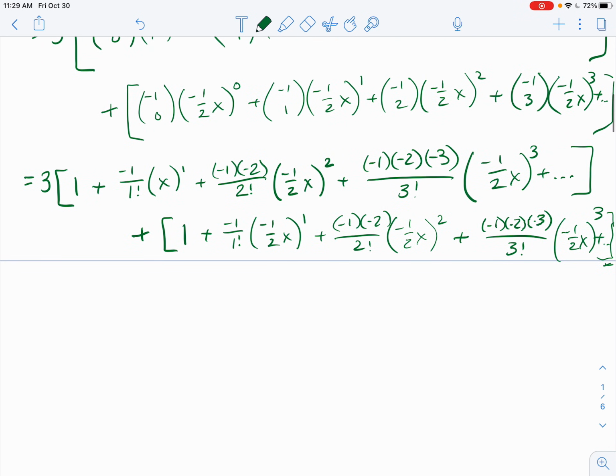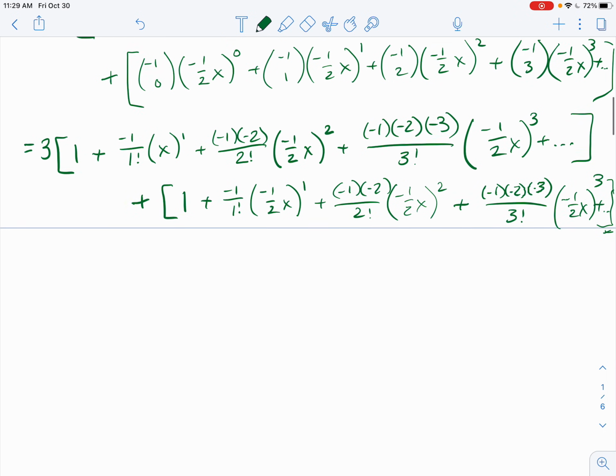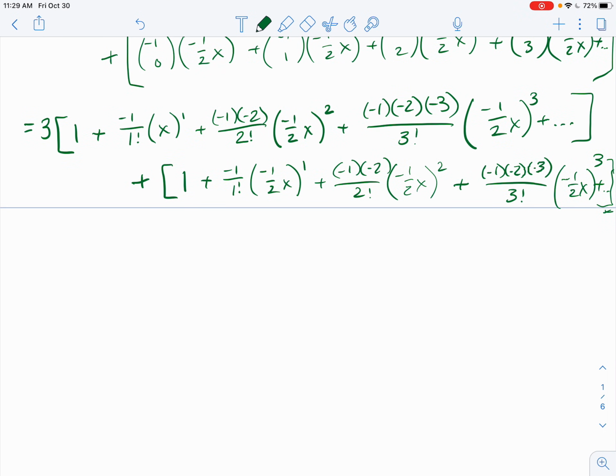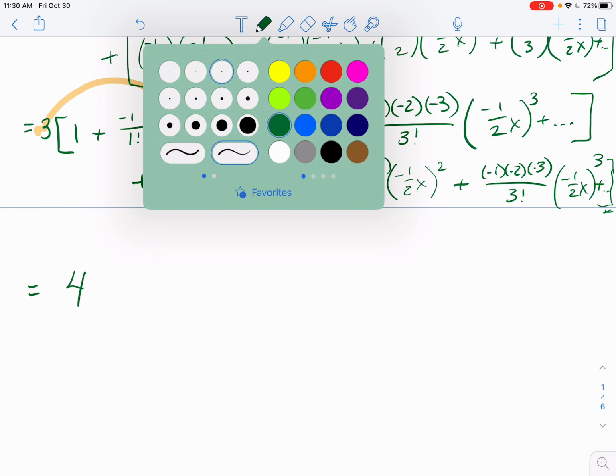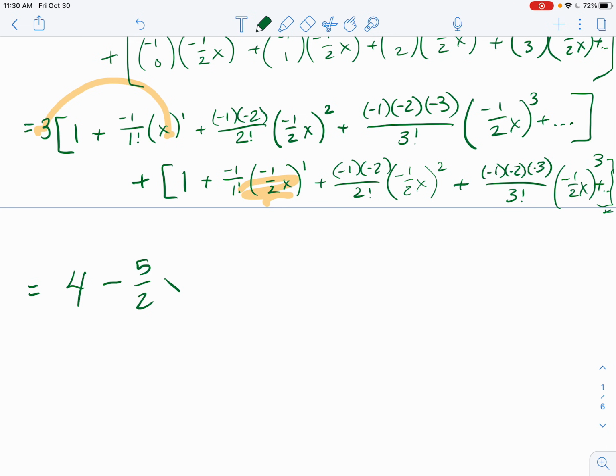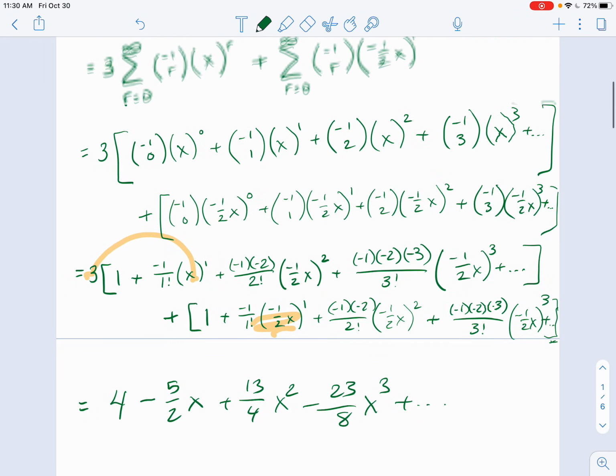And so we need to clean up all of this mess to get to our final answer. Pause the video, try to get to the final answer. I am running out of time today. So the final answer, you're going to end up having this term right here. When you expand, 3 times 1 gets added to this, which gives you that 4. Then we do the same sort of idea: 3 times this mess plus this mess will give you the next term. That next term would be minus 5/2 x, and then 13/4 x squared, and then negative 23 over 8 x cubed, and then it would keep going. And so that's how that works out.